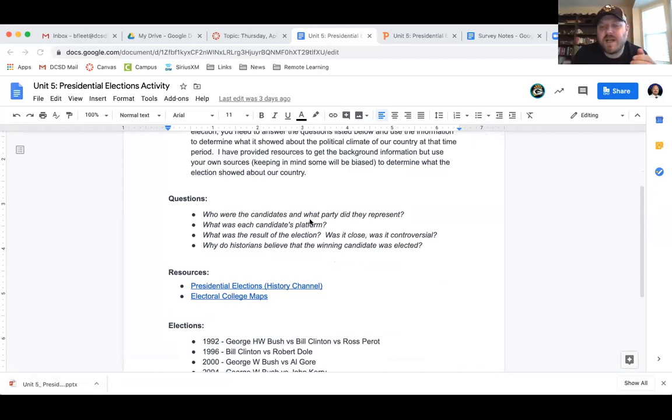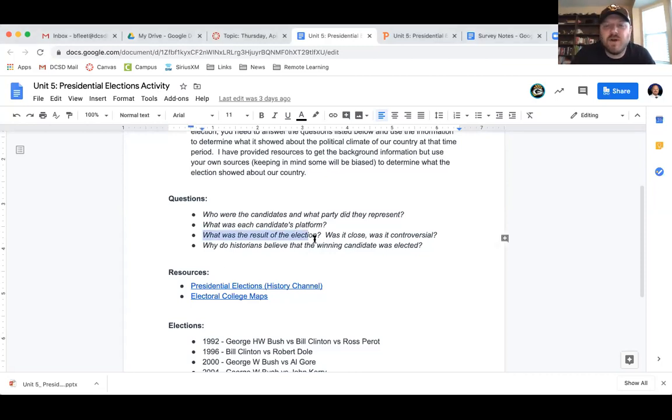So what was each candidate's platform? That's going to take some research. So what were the things that they were running on? Was it lowering taxes? Was it increasing military spending? Was it healthcare reform? You know, what are those things that the candidate was running on? What were they using to try to convince people to vote for them?